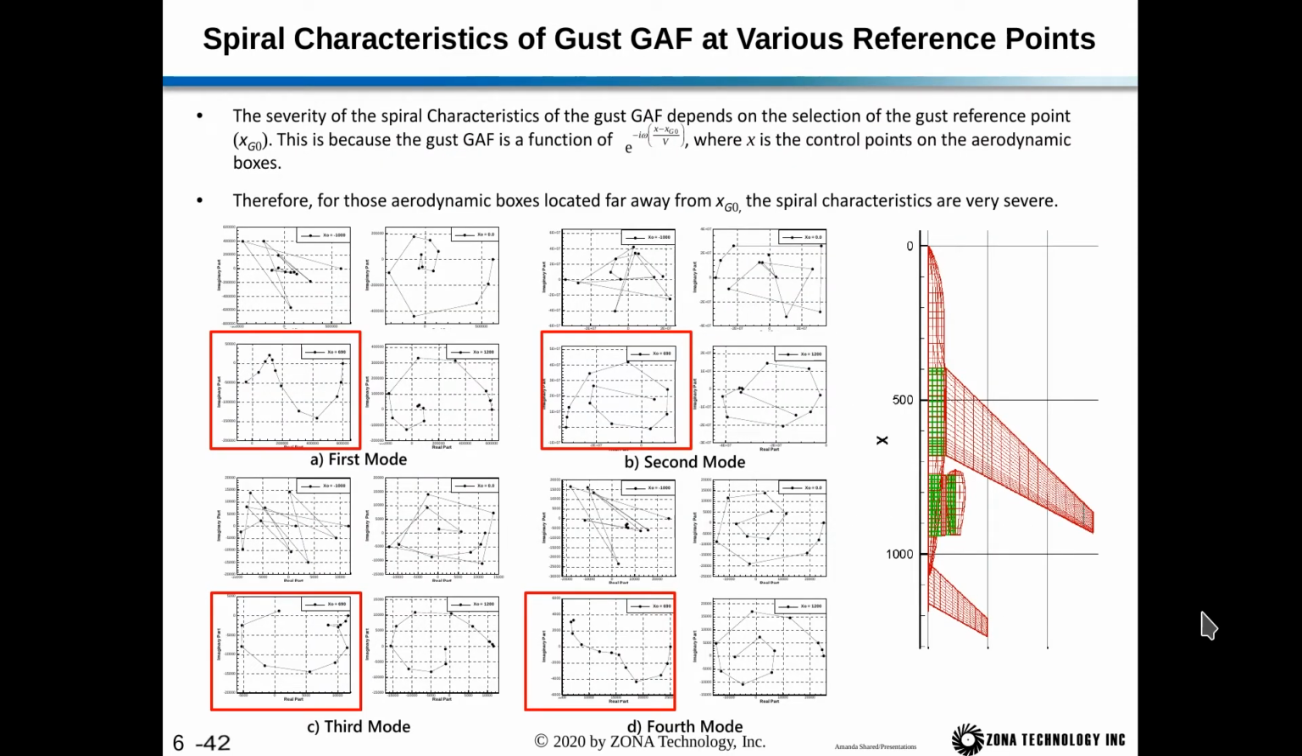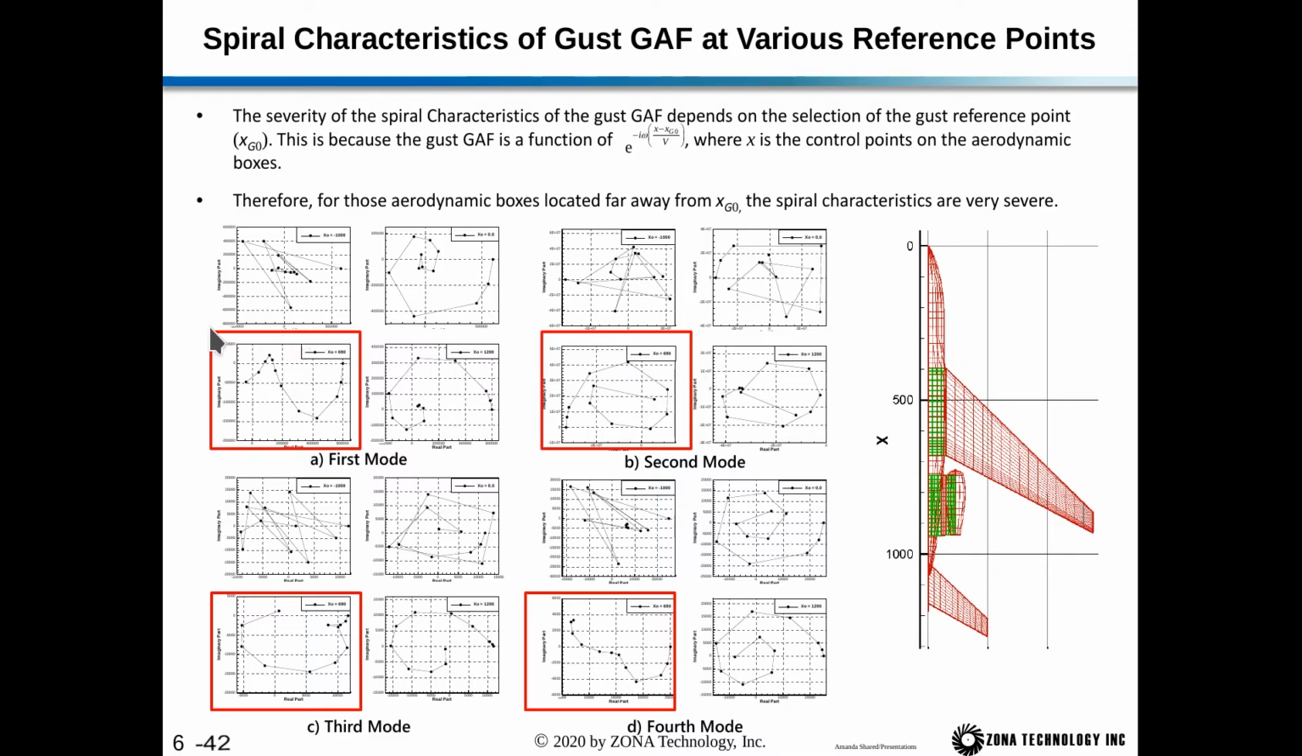Okay, next we'll look at the spiral characteristics of the Gust gaffs at various reference points. So the severity of the spiral characteristics of the Gust gaffs depends on the selection of the Gust reference point xg0. This is because the Gust gaff is a function of e to the minus i omega times (x minus xg0) over V, where x is the control point on the aerodynamic boxes. Therefore, for those aerodynamic boxes located far away from xg0, the spiral characteristics are very severe.